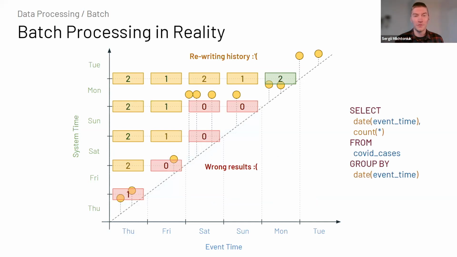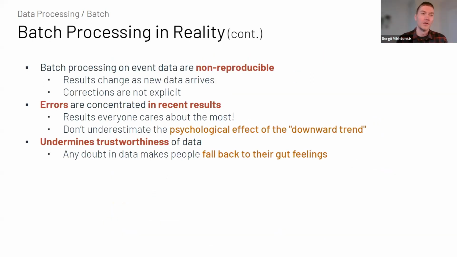So someone comes to us complaining about the 0 that we got on Friday. The next day, we're going to say, what 0? The 0 does not exist. We just replaced it with 1, and there's no record of it left anymore. So using batch processing on event data really is non-reproducible, because your results are going to be changing as new data arrives. And the corrections that you're making are not explicit. Nobody's going to know that they happened.